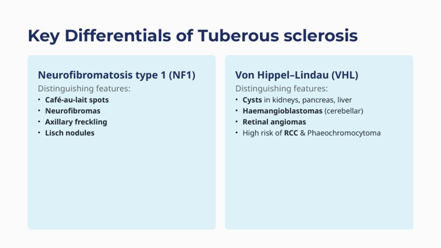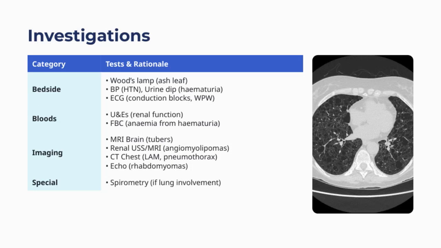Throughout this presentation, our goal is to understand these syndromes' unique features so we can better identify, differentiate, and treat our patients effectively. Let's go through the investigations we typically consider, starting with bedside tests. First, a Wood's lamp examination, especially useful for identifying ash leaf spots, which are characteristic of tuberous sclerosis.